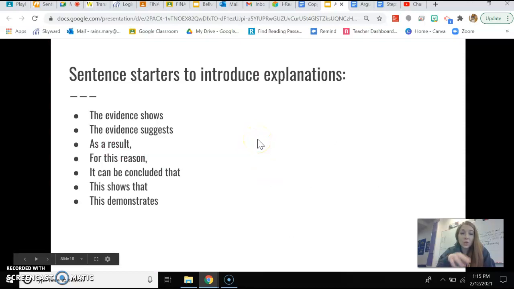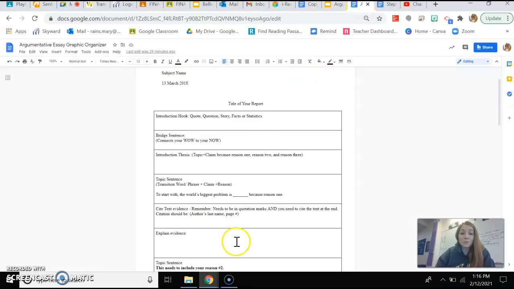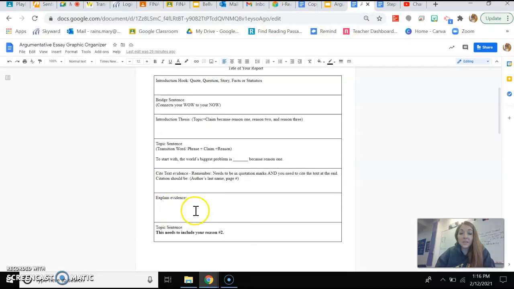For this also, here are some sentence starters that you guys can use. The evidence shows, the evidence suggests, as a result of, for this reason, it can be concluded that, this shows that, this demonstrates. All of these can be used to explain your answer. And that is basically, in a nutshell, what explanation is.